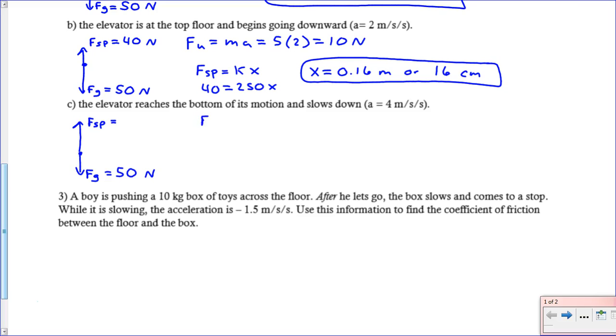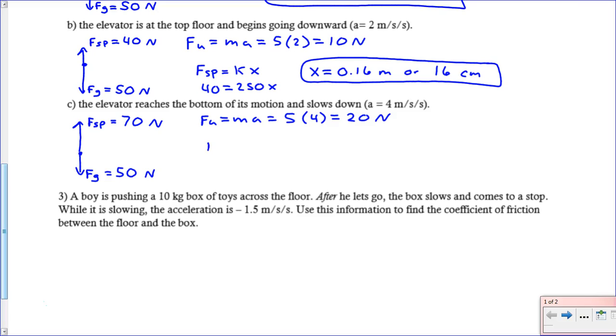Then we do, again, Fu equals ma. In this case, again, the mass is 5. The acceleration is 4. We multiply those together, we get 20 newtons for our unbalanced force. That means they differ by 20. The upward force is larger, so that means it is 70 newtons.